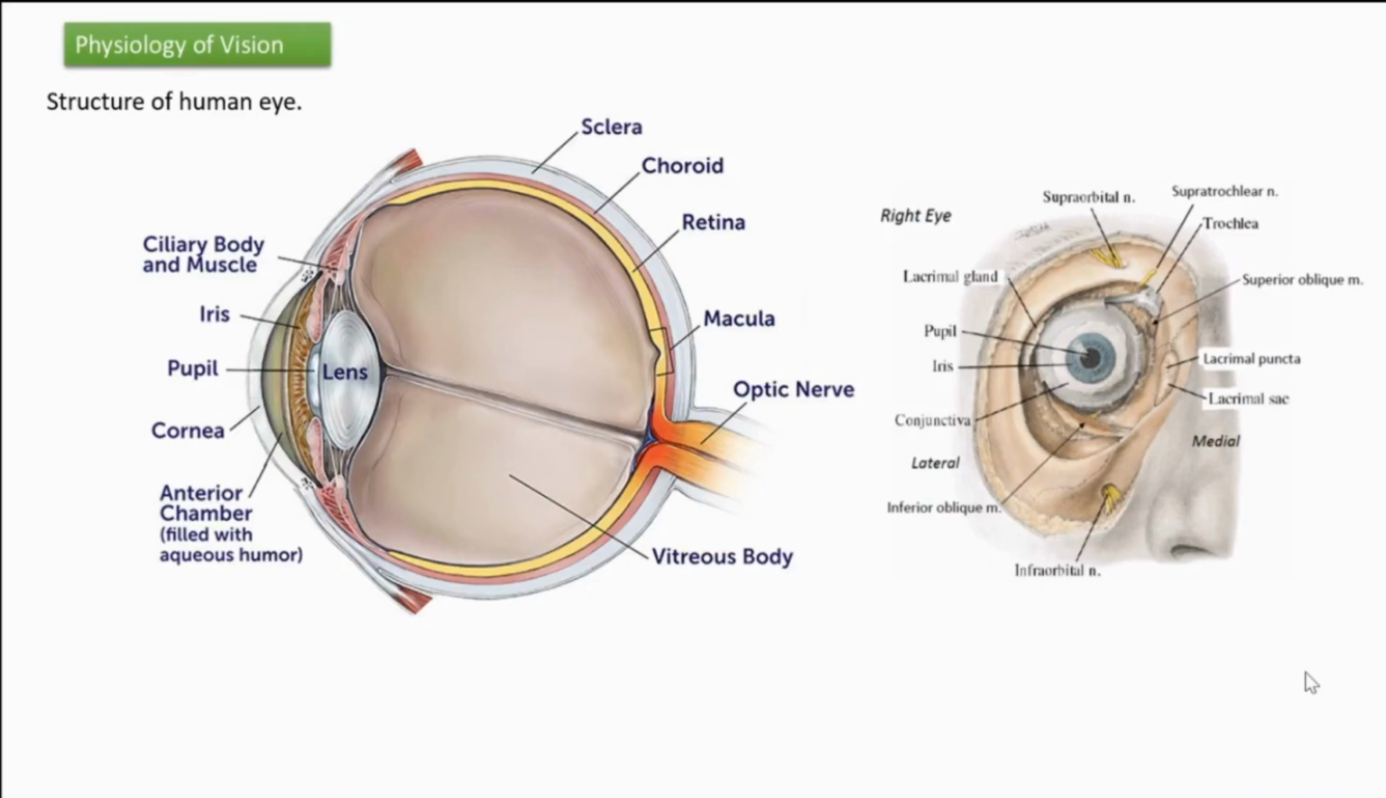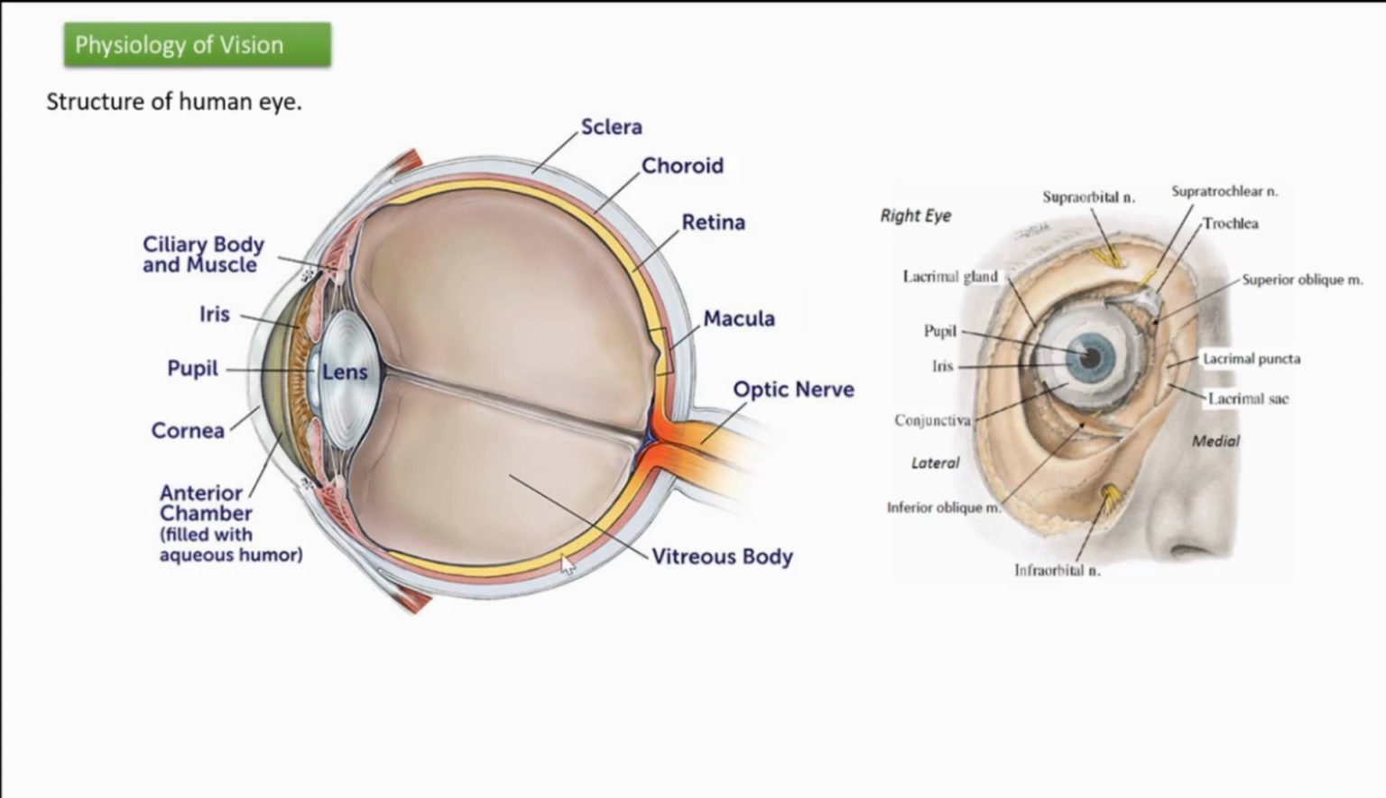Good morning, students. Today we are going to start with our topic, the structure of the human eye, and later we will learn about the functioning of the human eye. This is a picture showing the detailed structure of the eye, and the eye is composed of many layers. So we are going to see which are these layers.